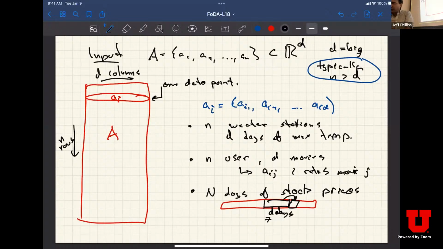So I would take this consecutive set here as one of the data points, and then I take the next consecutive set of 7 days, and this is the next data point. Then N is going to be N minus D. I'm going to have N consecutive sets of D days. Again, each element here is a stock price.